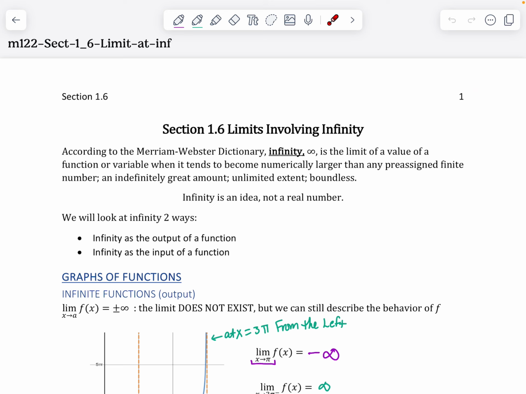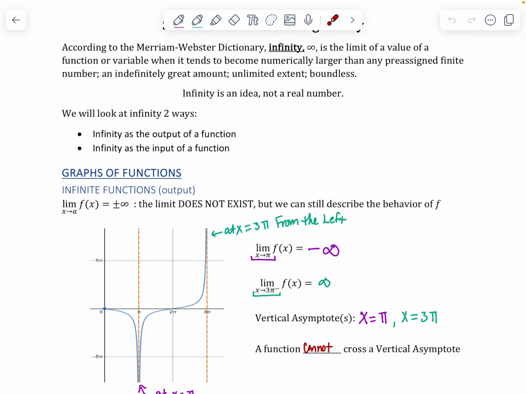Section 1.6, page 1. We're talking about limits that involve infinity. According to the Merriam-Webster Dictionary, the definition of infinity, written as the symbol that appears similar to an 8 on its side, is the limit of a value of a function or variable when it tends to become numerically larger than any pre-assigned finite number, an indefinitely great amount, unlimited extent, or boundless. Although we often think of infinity as an idea, not an actual number.